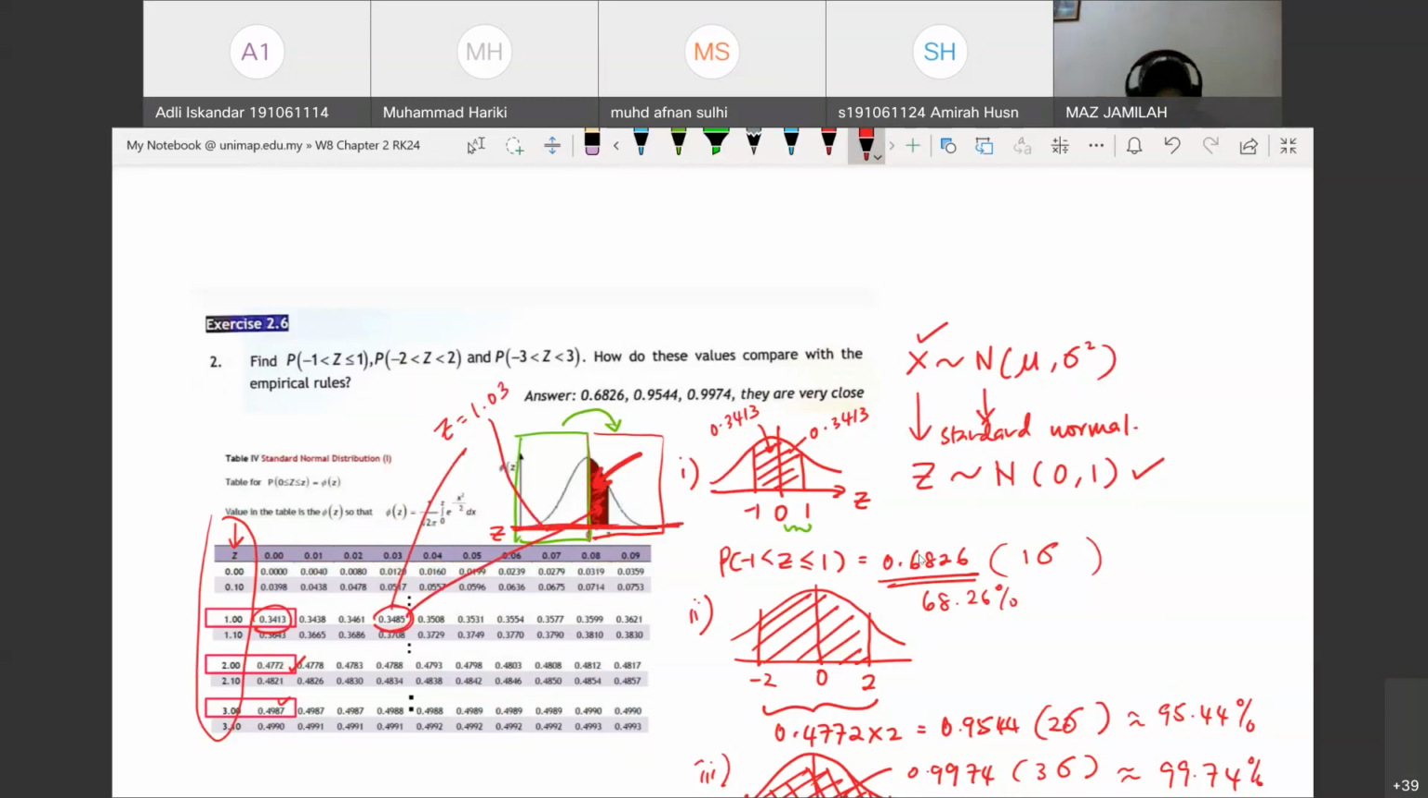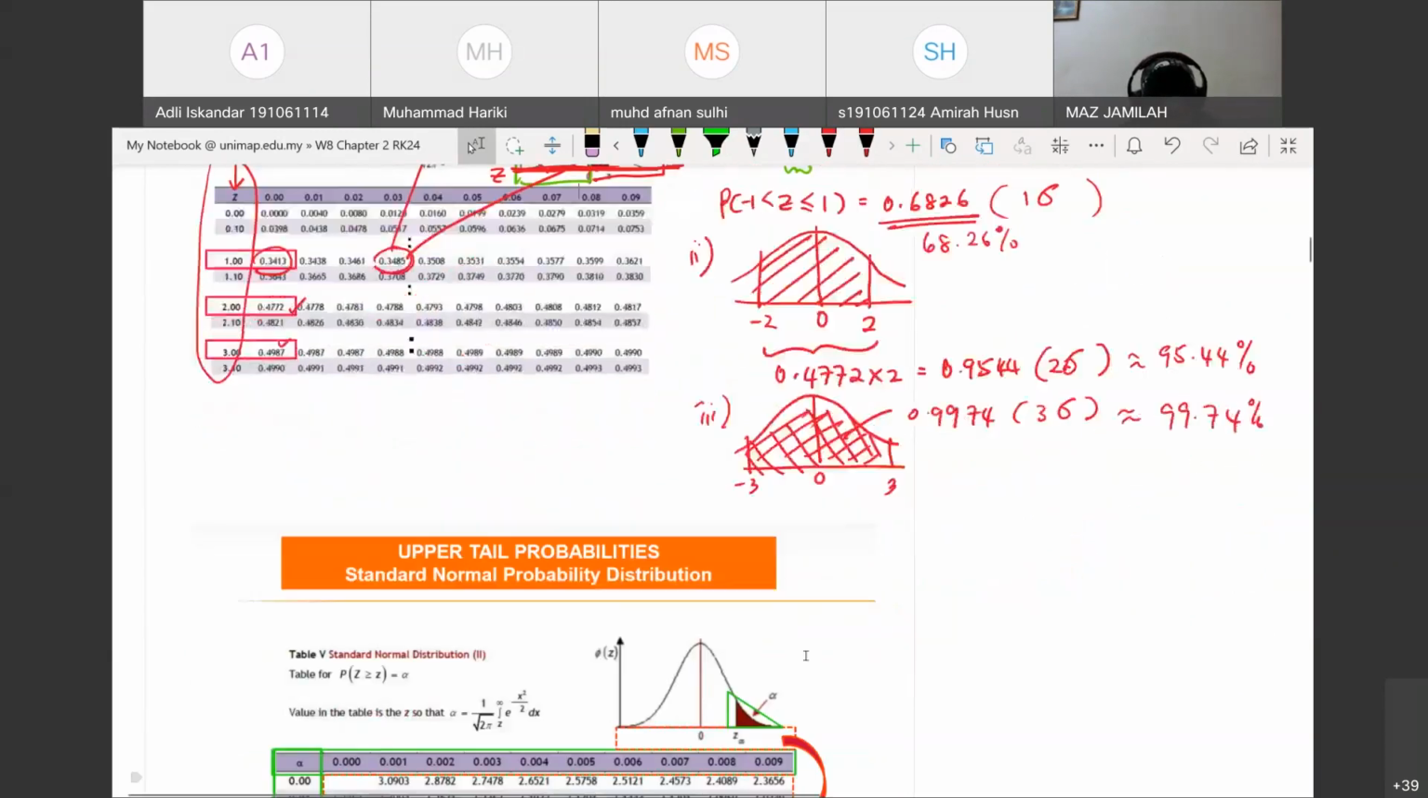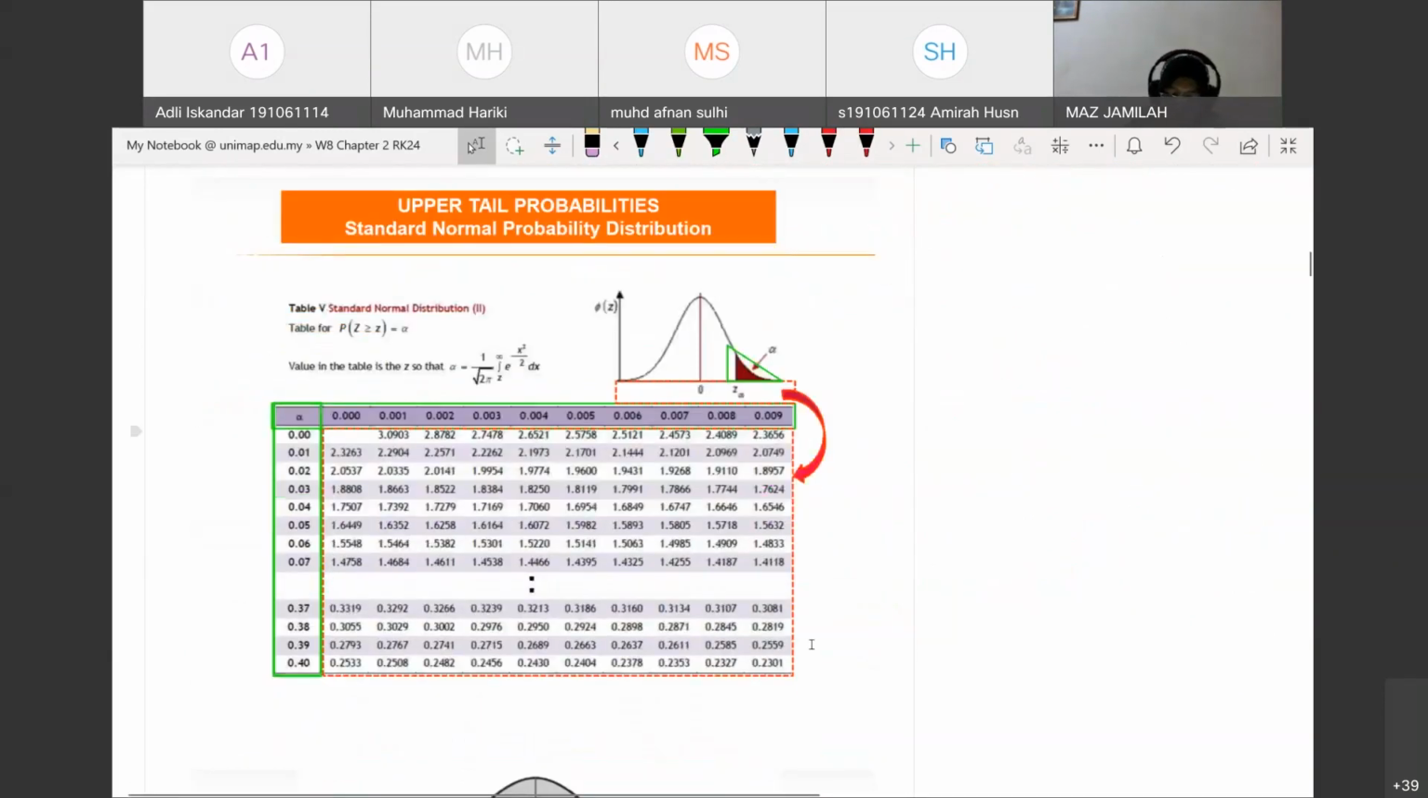Unlike the first table, sometimes you may want to find a probability, and what if the probability that you are looking for is at the lowest point or at the uppermost point? For example, what if the value that we are looking for is at this side or maybe at this side? How are we going to solve that? Then you have to use what we call the upper tail probabilities.